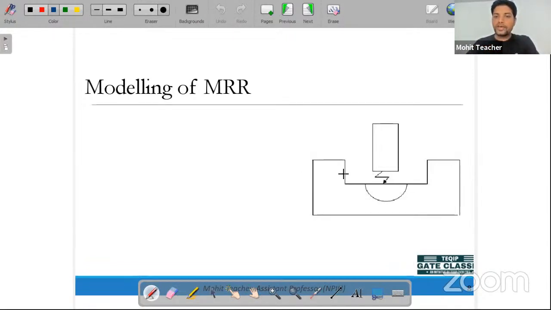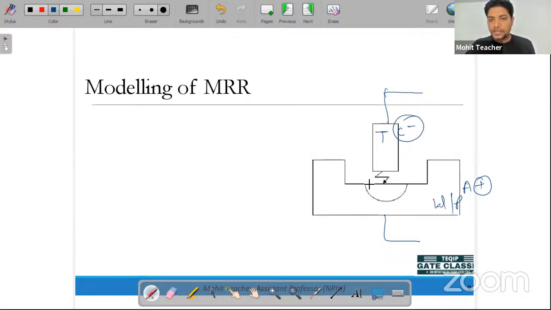Okay, now modeling of MRR. As I said, this is the tool, which is connected to the cathode side, that is negative, and this is the workpiece, which is connected to the positive side, that is anode. Now the power supply is on, so the current passes, and the electrons and positive ions move here and there in the gap. So the spark is generated. After the spark is generated, I also said what kind of shape it will make when there is a deformation. So we are just assuming that it's a semisphere.